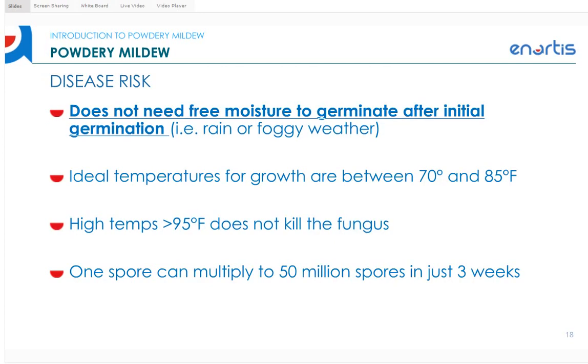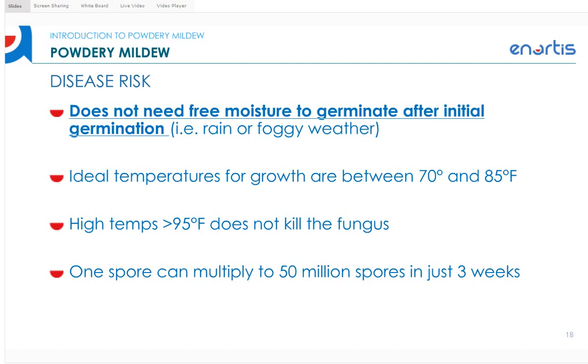So, disease risk. After initial ascospore germination, powdery mildew does not actually like getting wet, so simply spraying water on the infected areas can damage the fungus. The ideal temperature range for growth of the fungus is between 70 and 85 degrees Fahrenheit. But with high temperatures greater than 95 degrees, unlike botrytis, powdery mildew is not actually killed by high temperatures. It only slows its growth.